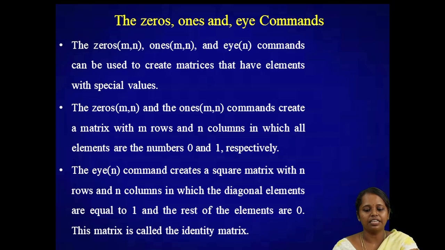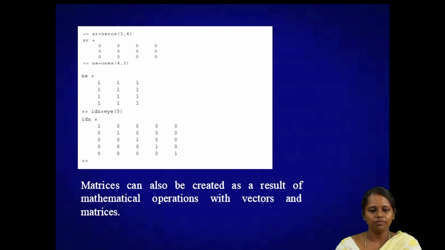The eye command creates a square matrix with n rows and n columns in which the diagonal elements are equal to 1 and the rest of the elements are 0. This is called the identity matrix. So the eye command is used to create the identity matrix. What is an identity matrix? In an identity matrix, except for the diagonal elements, all other elements are 0, and the diagonal elements are 1. Here is an example using the zeros, ones and eye commands. For the zeros command, all elements are 0, and for the ones command, all elements are 1. For the eye command, only the diagonal elements are 1, and the other elements are 0.